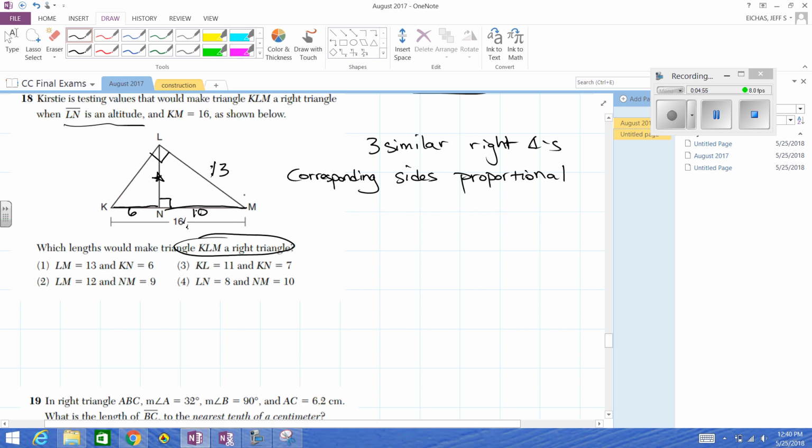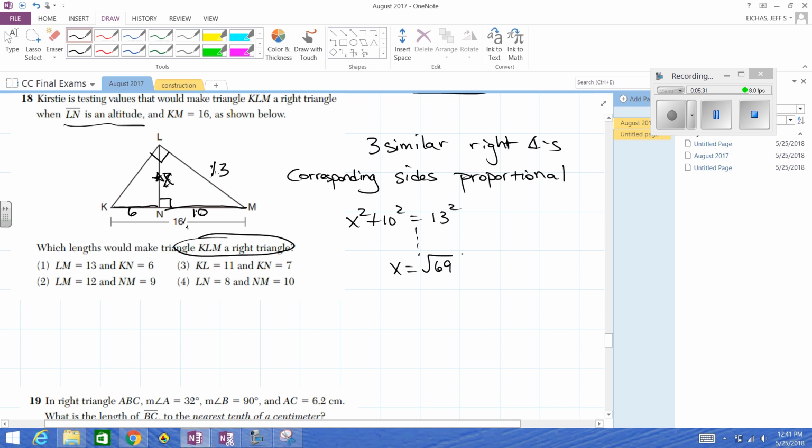Would that actually make this proportional sides? So let's test it. I'd have to figure out what this is. I could use the Pythagorean theorem there, and then see if the sides work out proportionally here. So this is what I would do. Let's call this x. x squared plus 10 squared equals 13 squared. After some work here, I'm going to get square root of 69.